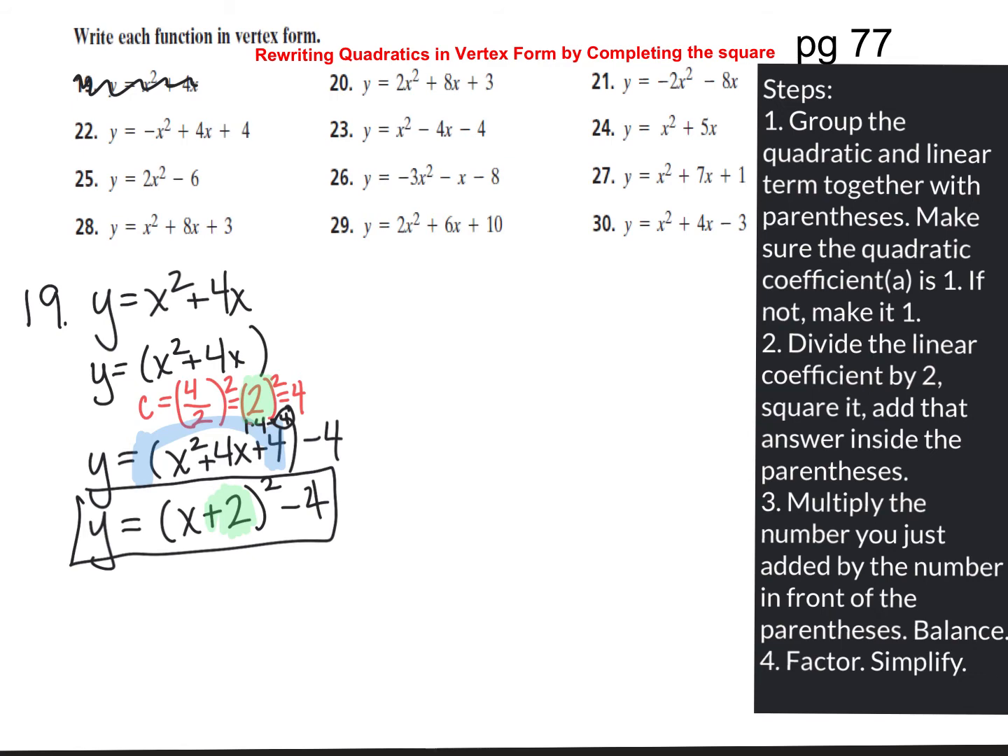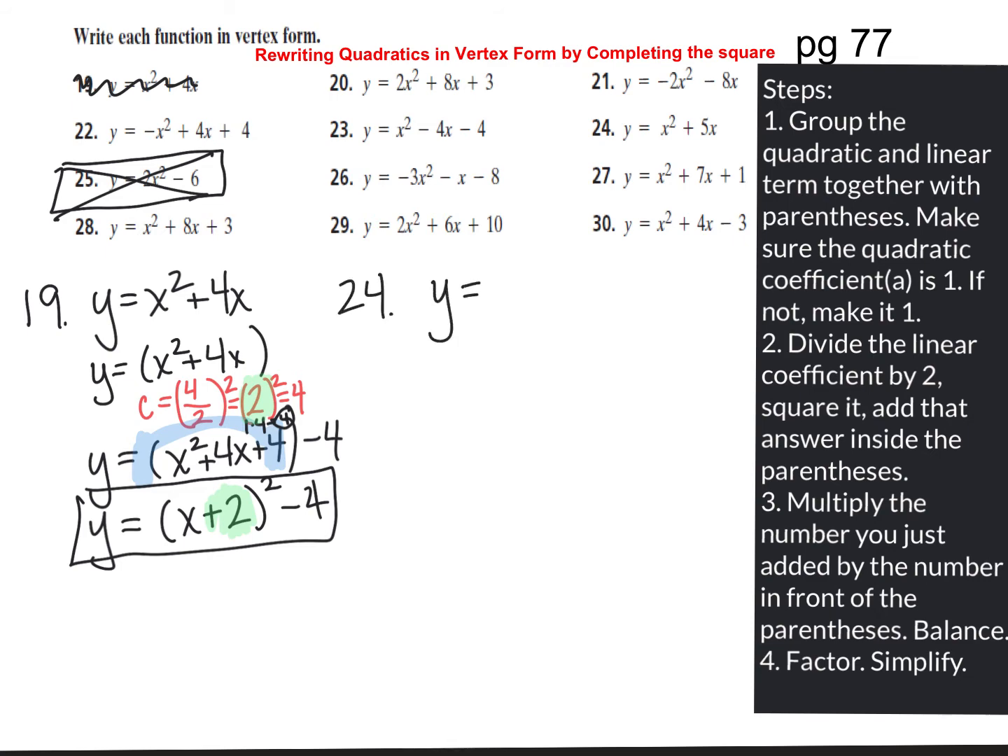And hopefully you see it's number 25. Number 25 is already in vertex form, so we will not be doing number 25 at all. The next one that we're going to do is number 24. So we'll do 24 next.